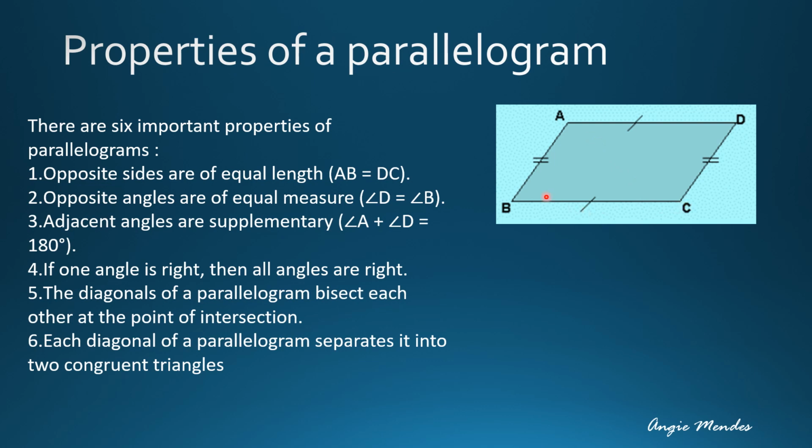The adjacent angles are supplementary. So angle D and angle A are supplementary angles, which means the sum of these angles is equal to 180 degrees. The next property is if one angle of a parallelogram is a right angle, then all the angles of the parallelogram will be right angles. The diagonals of a parallelogram bisect each other at the point of intersection, and each diagonal of a parallelogram separates it into two congruent triangles.